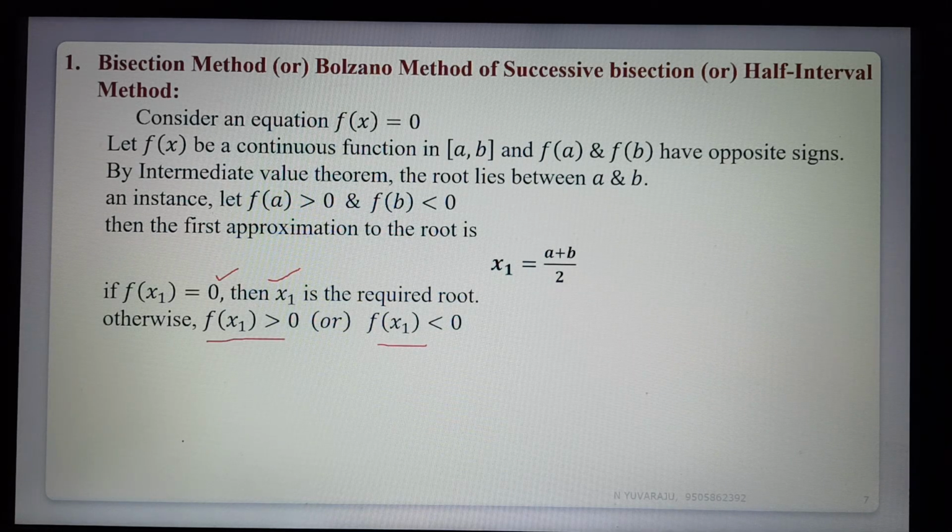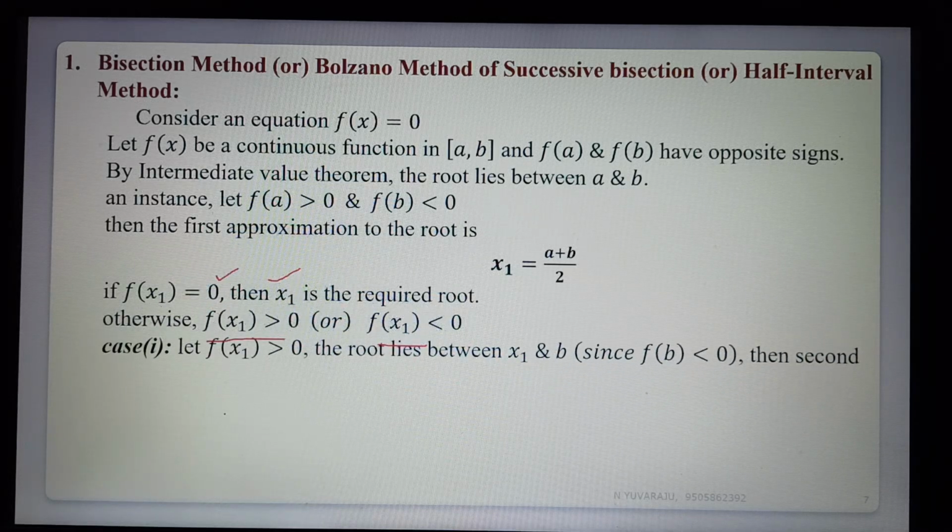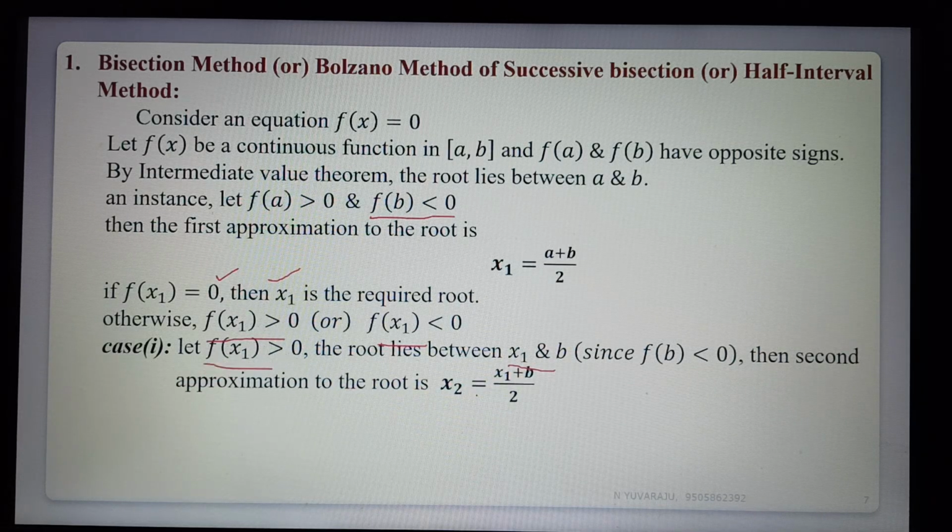In case f of x1 is greater than 0, the root lies between x1 and b, because the f of x1 function value is positive. The previous value f of b is less than 0, negative, and the root lies only between opposite signs. That is, f of x1 is positive, and f of b is negative. So the next root lies between x1 and b. Therefore the second approximation is x2 is equal to x1 plus b by 2. This is the second root.